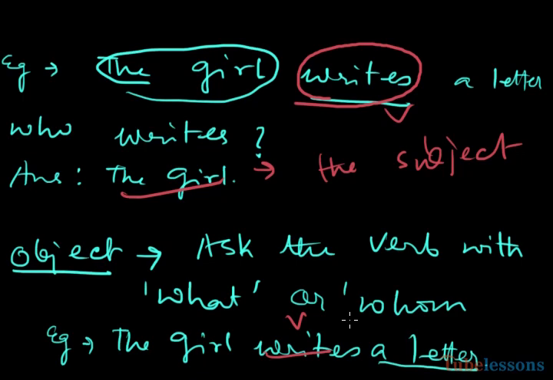Now, don't ask like this, what writes, okay? You have to put the question word after the verb. Writes what, or knows whom, writes what, plays what, like this. So writes what? A letter. So this is how we are getting the answer, a letter. That means a letter is our object. Okay? This is our object.